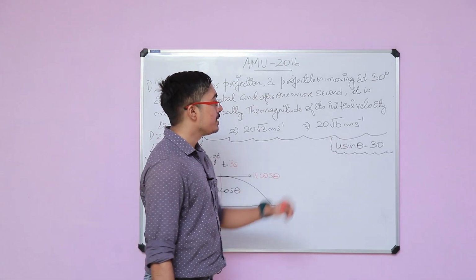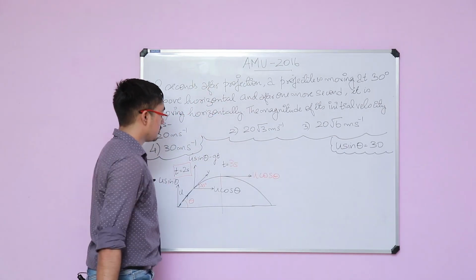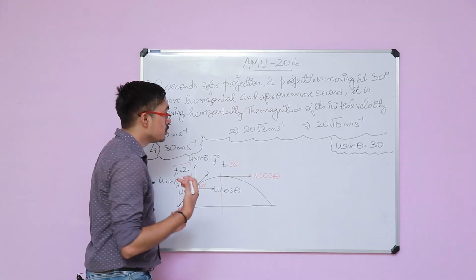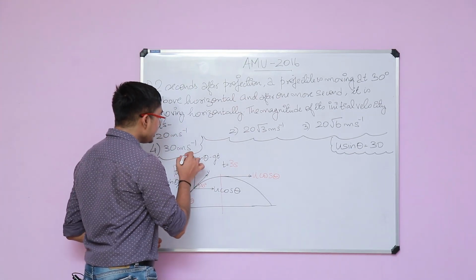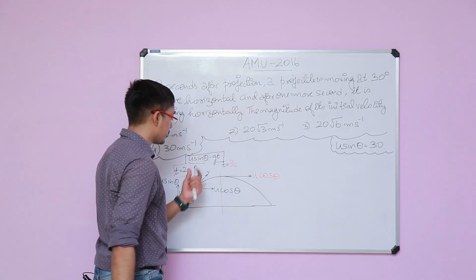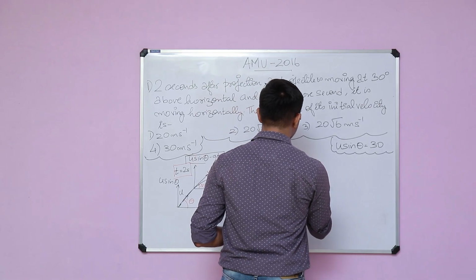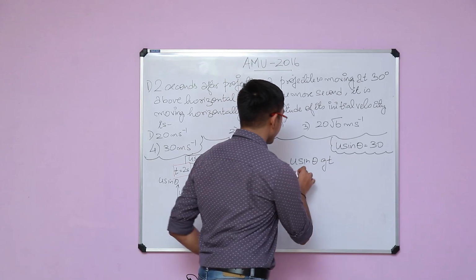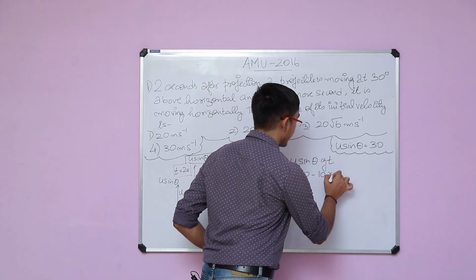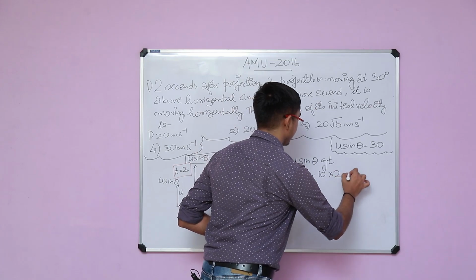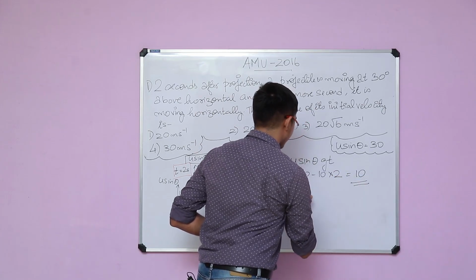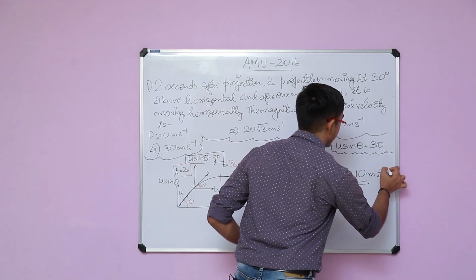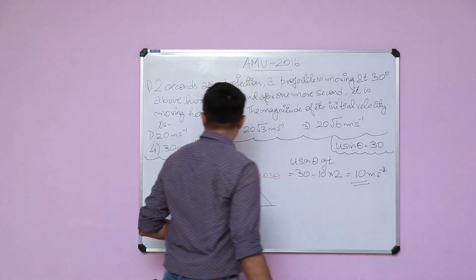U sin theta we have found out to be 30. So you can just plug in here time t equal to 2 seconds and g is equal to 10 meter per second square. That means we can readily find out this value. So u sin theta minus gt is equal to 30 minus 10 multiplied by 2, so that is 10. The vertical velocity is 10 meter per second over here.